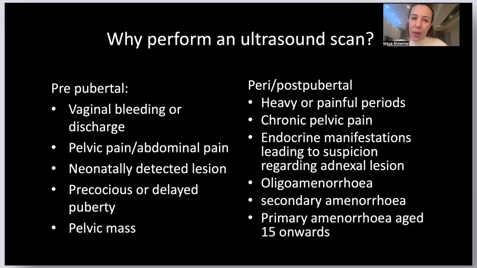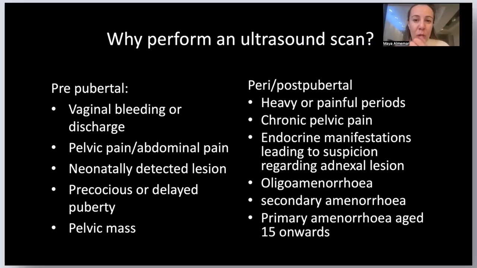That's the acute situation, but what about in the chronic situation? Why might you otherwise perform an ultrasound scan? Well, in the prepubertal girl, you might see vaginal discharge or bleeding, or of course have abdominal pain or pelvic pain. You may have had a neonatally detected adnexal lesion that warrants follow-up in the neonatal and premenarchal period. Of course, you may find precocious puberty and signs of puberty before the age of 8, or delayed puberty, so over the age of 14, where a young person is not developing breast or hair growth as you would expect, or of course a palpable mass.